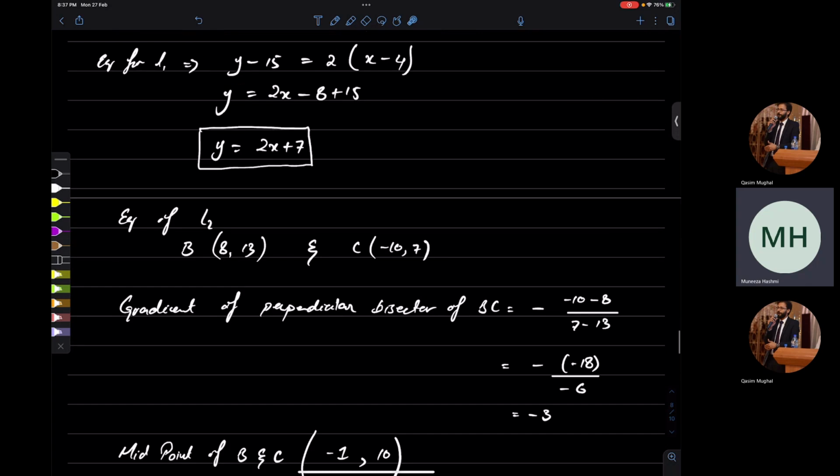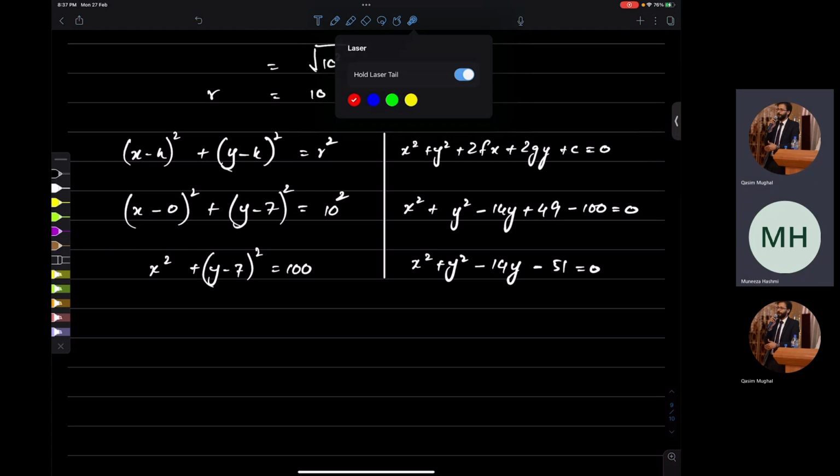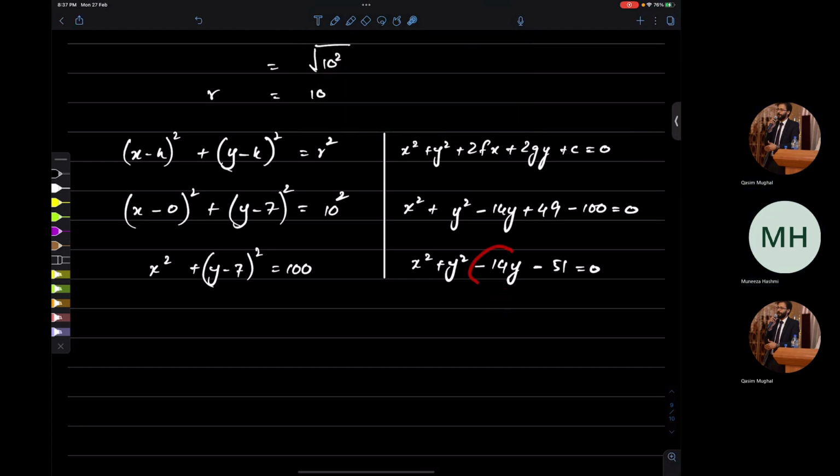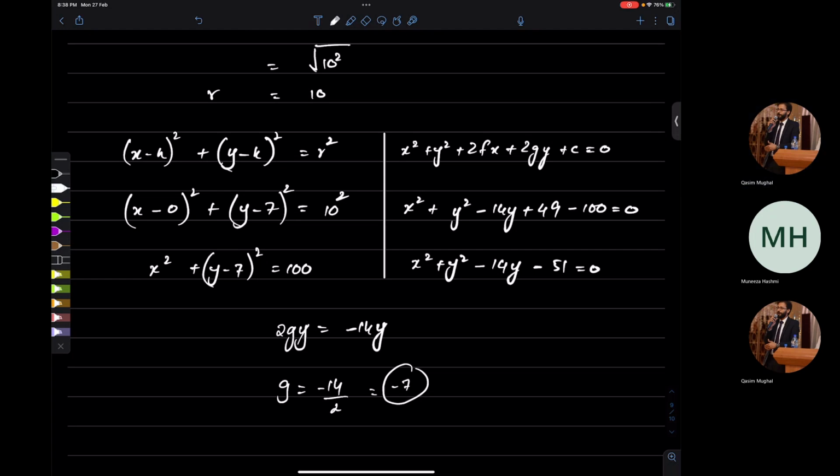Sir, for that, what would the value of g be? If you want to know the value of g, because this one has to be positive, you can always compare 2gy equals minus 14y. So y cancels out with y, and g would be equal to negative 14 over 2, which is going to give you negative 7. All right.